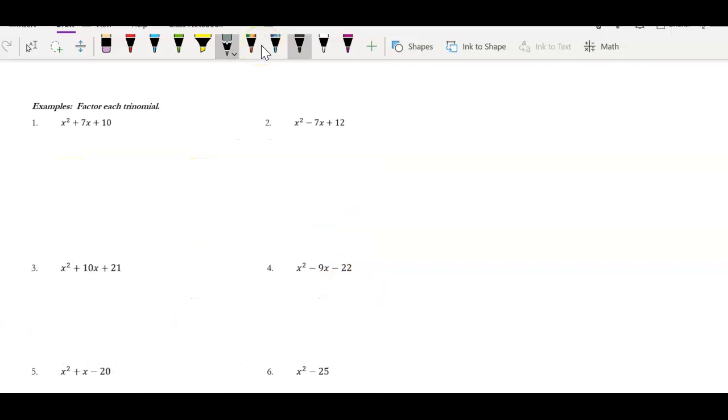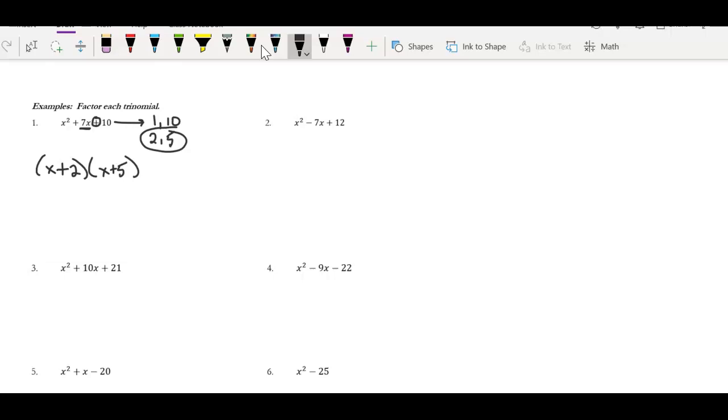Okay, so I need to find my factors of 10. So 1 and 10, 2 and 5. They're going to add to give me 7. Well, the only two numbers here that add to give me 7 are 2 and 5. So I put a 2, I put a 5. Now, the order of the two doesn't matter. What's going to matter is the signs. The only way I can get a positive 7 is if they're both positives.